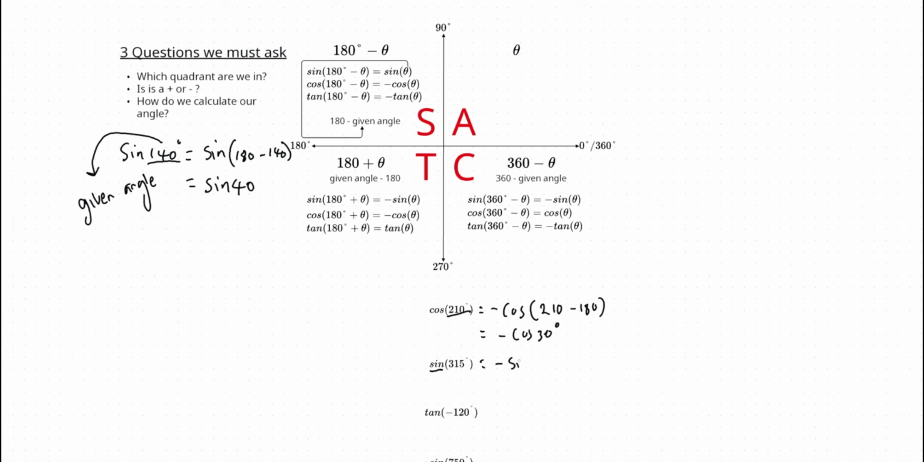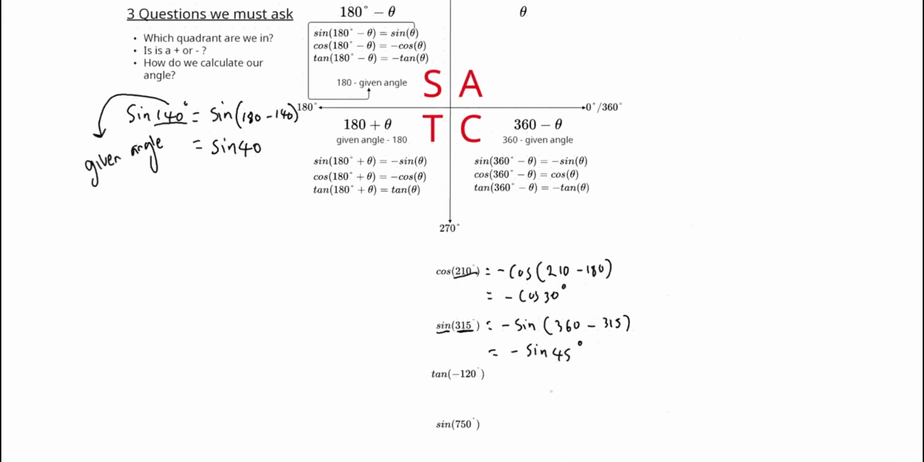And how do we work out our angle? In this quadrant, we say 360 minus the given angle. So we take 360 minus our given angle, which here is 315 degrees. And we are left with negative sine 45 degrees. Okay, so that's relatively simple.